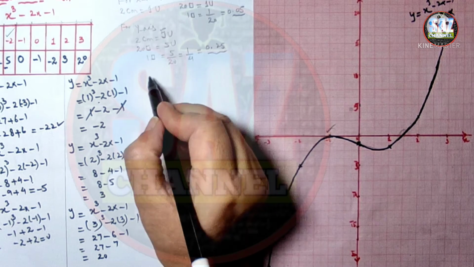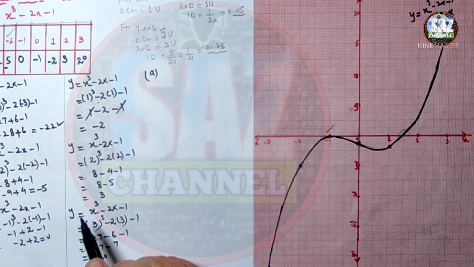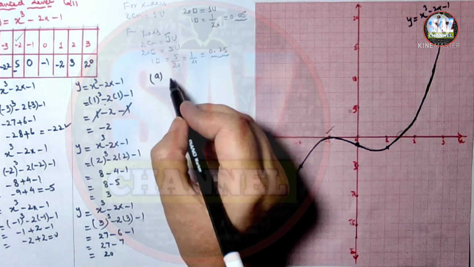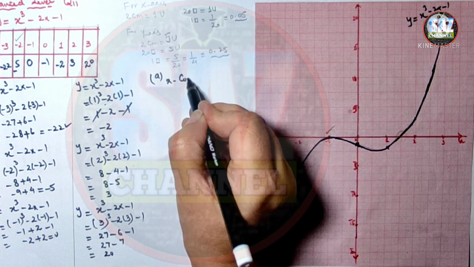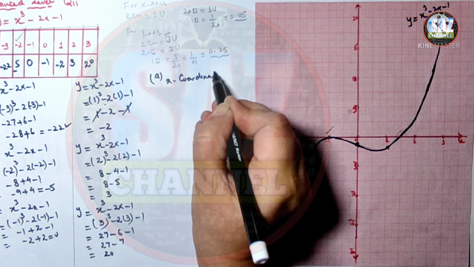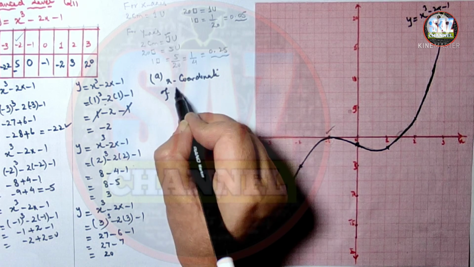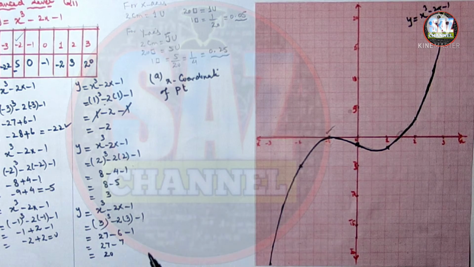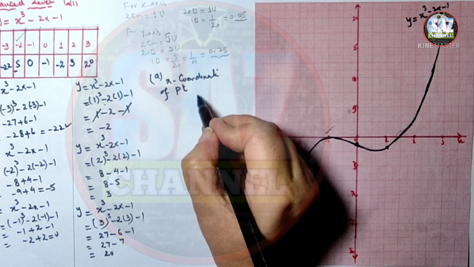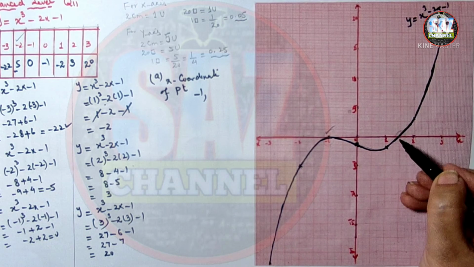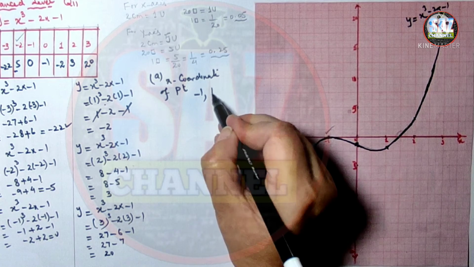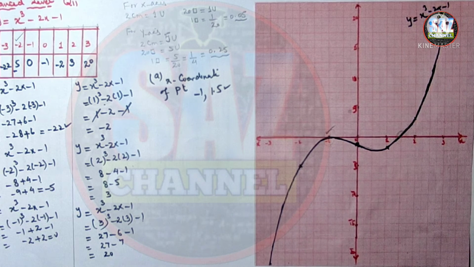So for part A, the answer is that the x coordinates of the points where the graph cuts or meets the x-axis are -1, and the second place is 1.5 approximately. I hope you are clear about this.